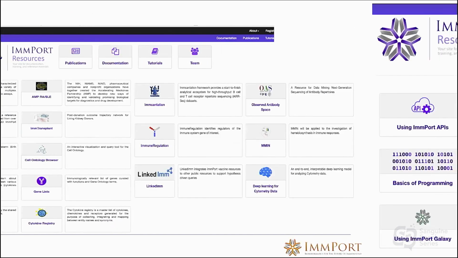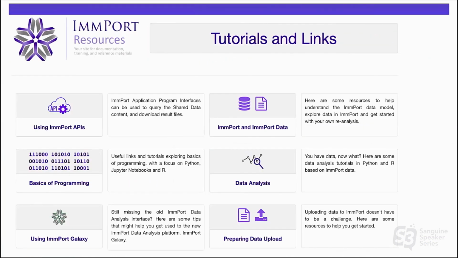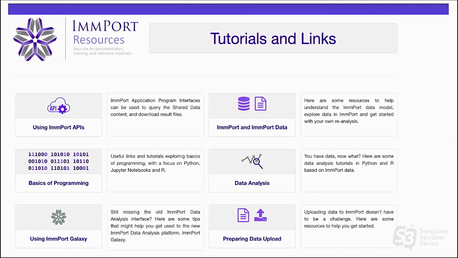We also have tutorials, for those who are bench immunologists or who are willing to learn more about how to use the APIs. ImmPort has APIs. If you want to retrieve the data using a programming interface, you could use the ImmPort APIs, or if you would like to learn the basics of programming, we have a lot of tutorials. And also, if you have some interesting data, you can always contact us.